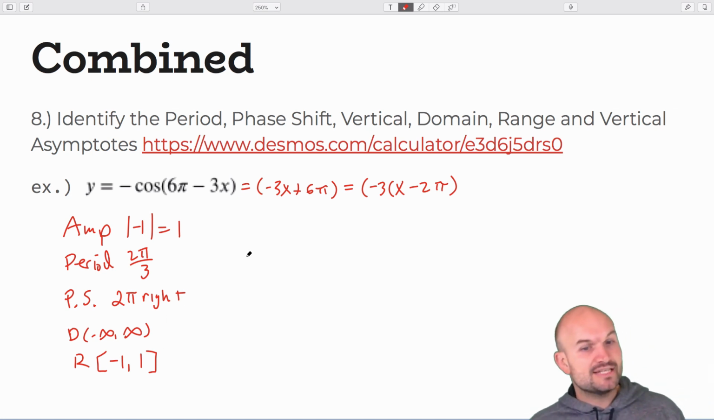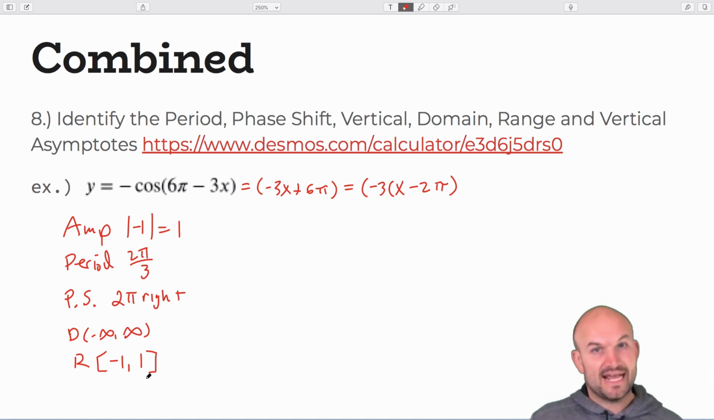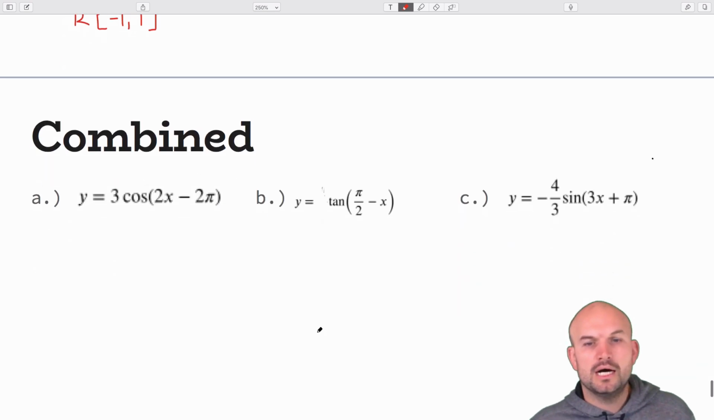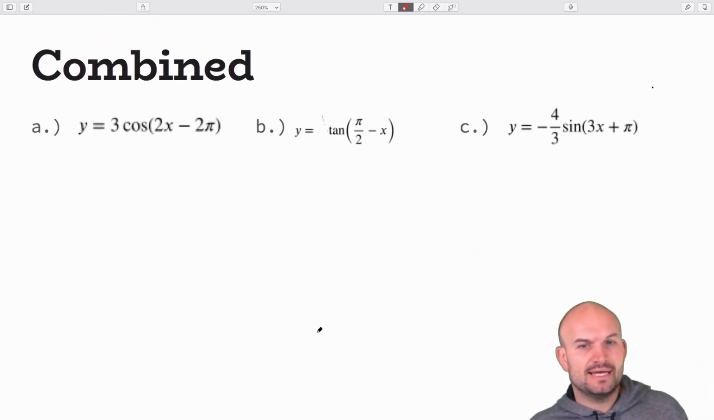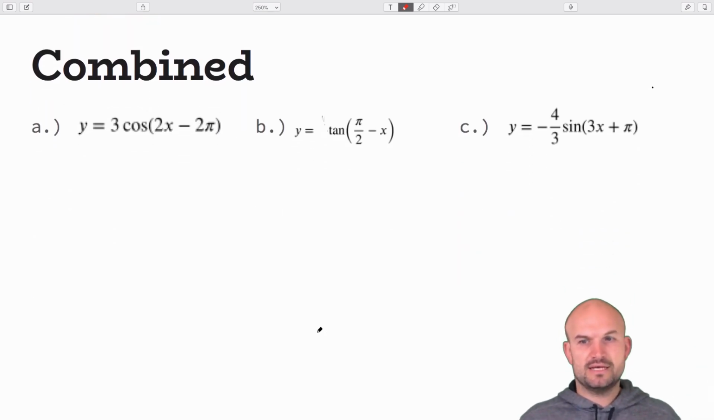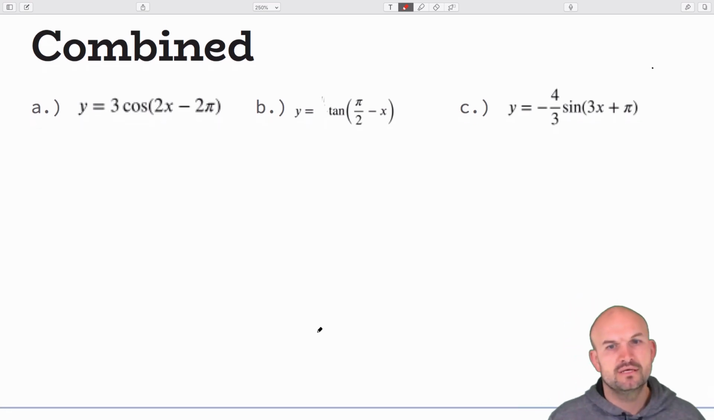We're shifting 2 pi to the right. Again, it's not 6 pi to the left. When you factor out the -3, you can see it's 2 pi to the right. My domain here is -infinity to infinity, and my range is still going to be -1 to +1. All right, so the last 3 problems we've got here are just going to be these combined functions.